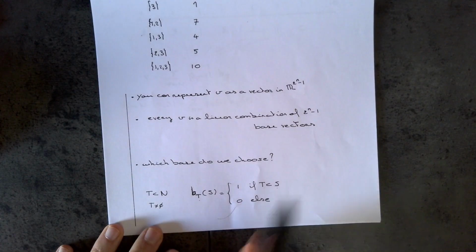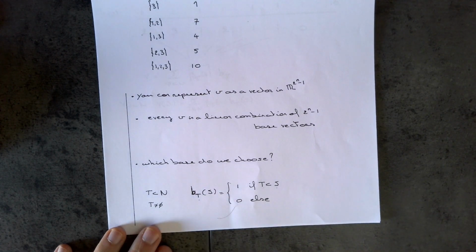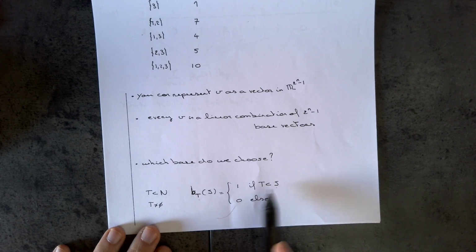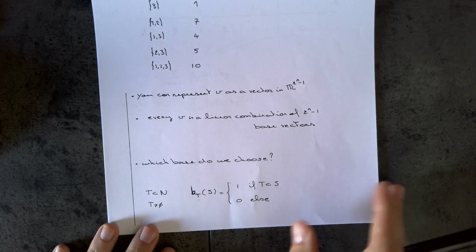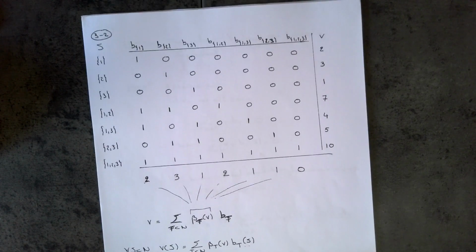So here he's going to use these value functions, which I'm going to call b_T. For every subset T of N, you have such a value function. The value b_T(S) for coalition S is equal to 1 if T is a subset of S, and is equal to 0 else. These are also called unanimity games. So let me give an example.